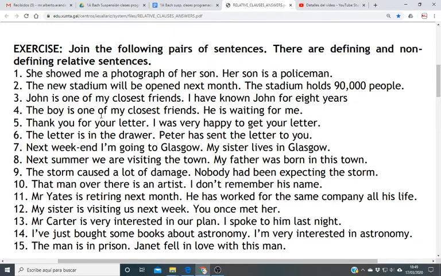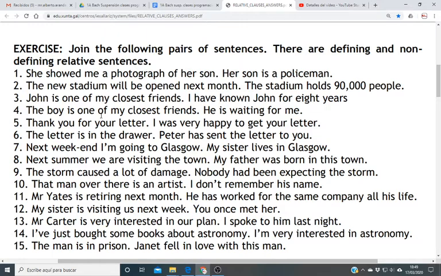This one again makes perfect sense, therefore is non-defining, and the rest of the information is optional, or it's extra information that can be removed. We cannot use that, and it has to go between commas. So, thanks for the letter, which I was very happy to get. We don't repeat the letter. Thanks for the letter which I was very happy to get, because we've said that it's non-defining. We cannot use that. That was a mistake on my part.